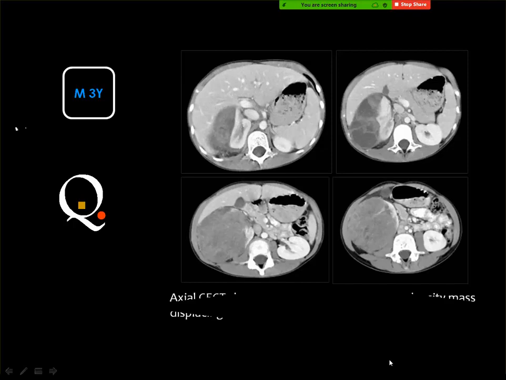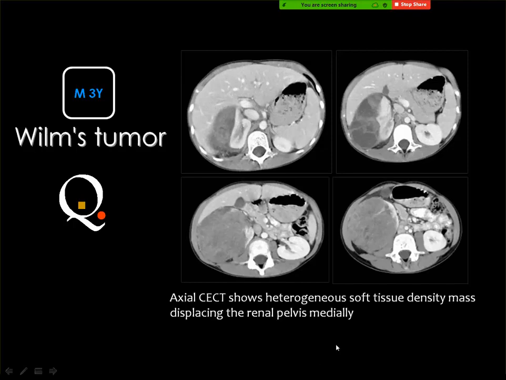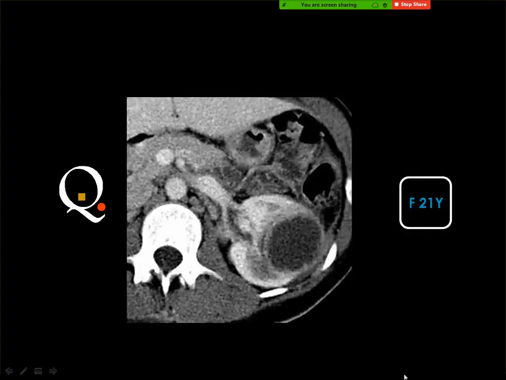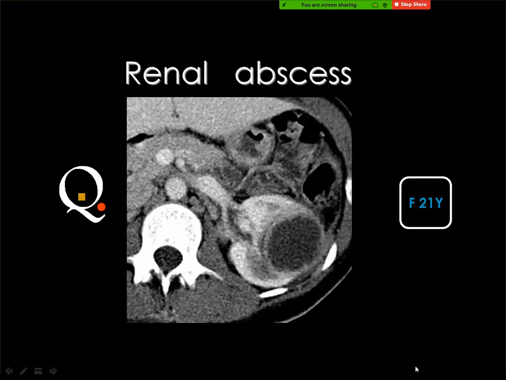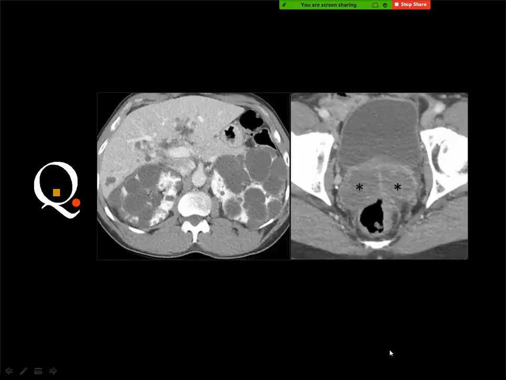Wilms tumor. Yes, and this is a solid mass originating from the right kidney in a pediatric age group, diagnostic of Wilms tumor. Renal abscess. Very good. And this is a renal abscess. You get enhancement of the wall and edema in the adjacent renal parenchyma, some stranding and thickening of the Gerota fascia, diagnostic of an inflammatory lesion.